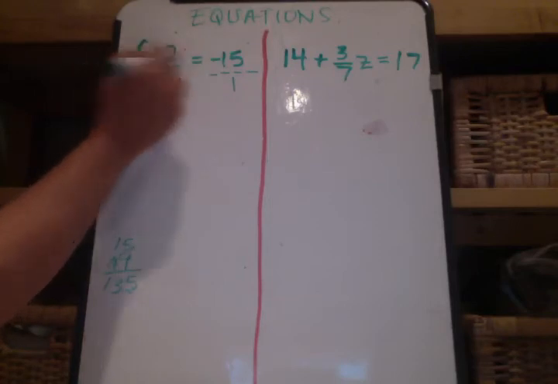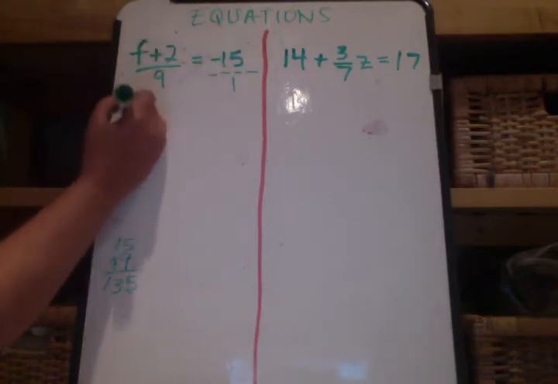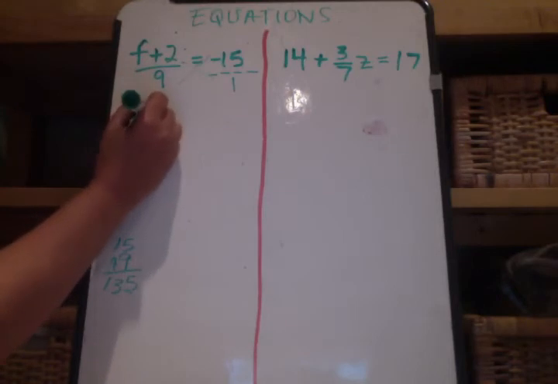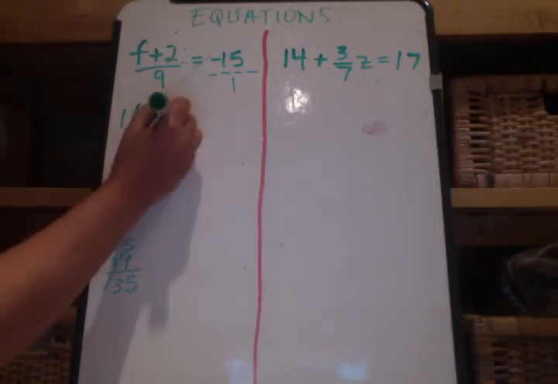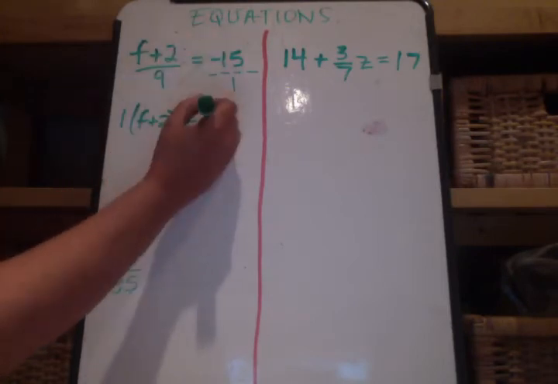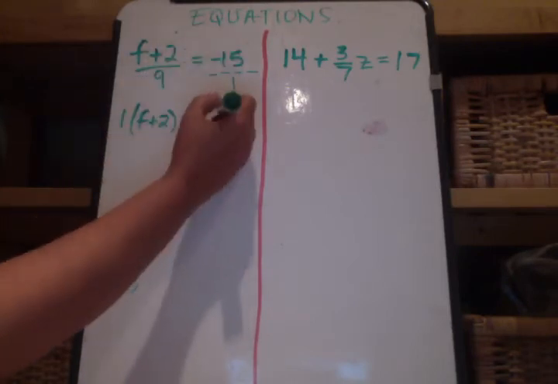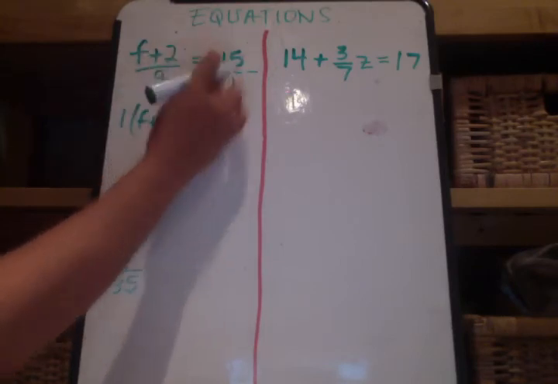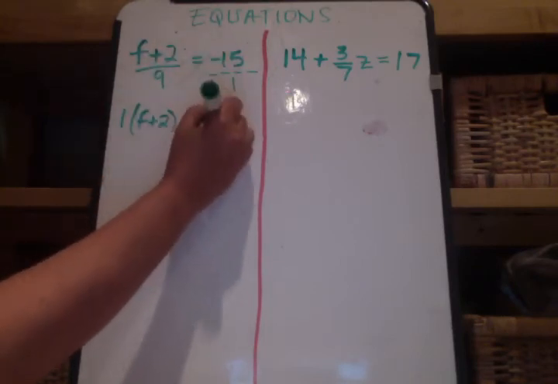I'm going to cross multiply. So I'm going to do f plus 2 times 1. I'm going to write it like this: 1 times f plus 2 equals 9 times negative 15. 9 times 15 is 135. I have a positive and a negative multiplying, so it's going to be negative 135.